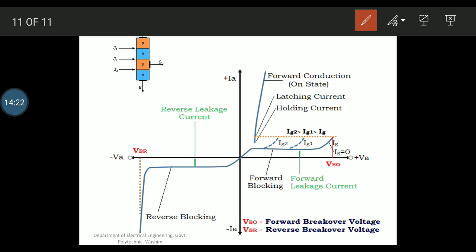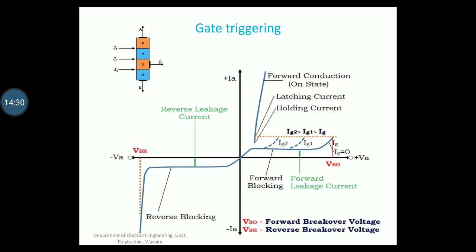In this way we have a better control over the timing of the turning on and off of the SCR by gate triggering method. This is the most widely used and the most efficient method for turning on of the SCR. So let us stop here. This was all about the triggering methods of the SCR.